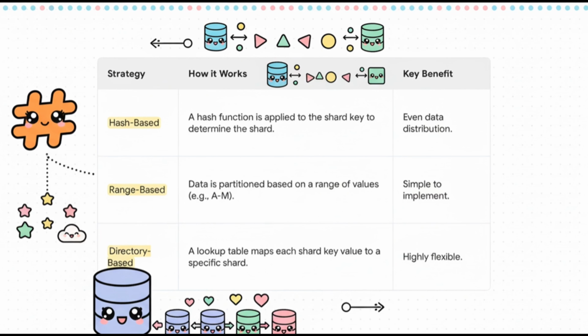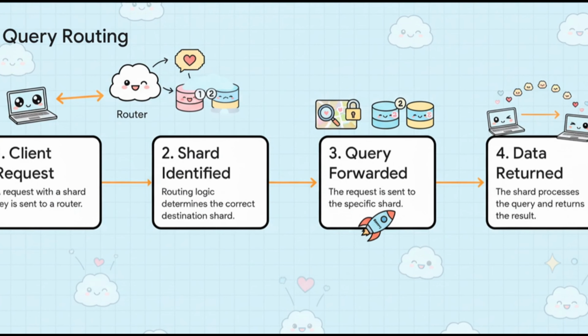Or you can even have a directory, basically a lookup table that explicitly says this key goes to that shard. Each one's got its own pros and cons, a classic trade-off between simplicity and flexibility. So let's walk through what happens when you need to find some data.